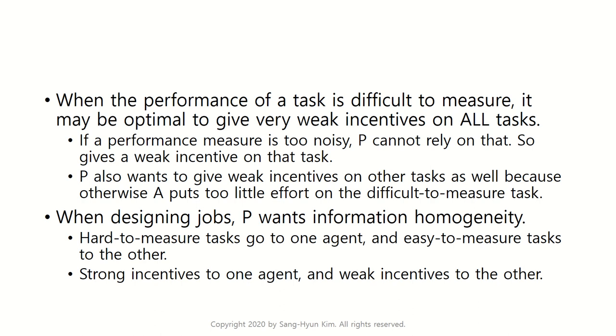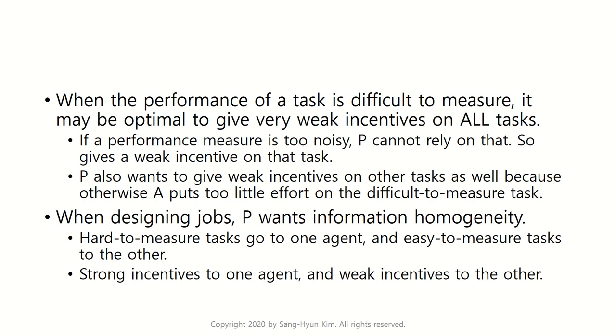Anyway, so when the performance of a task is difficult to measure, it may be optimal to give very weak incentives to all tasks. That's the lesson that we learn in this discussion. The reason is this: if a performance measure is too noisy, the principal cannot rely on it, so the principal will give a weak incentive on that task. This is what we saw in our previous discussion in the basic principal-agent model, and probably in the relative performance evaluation too.